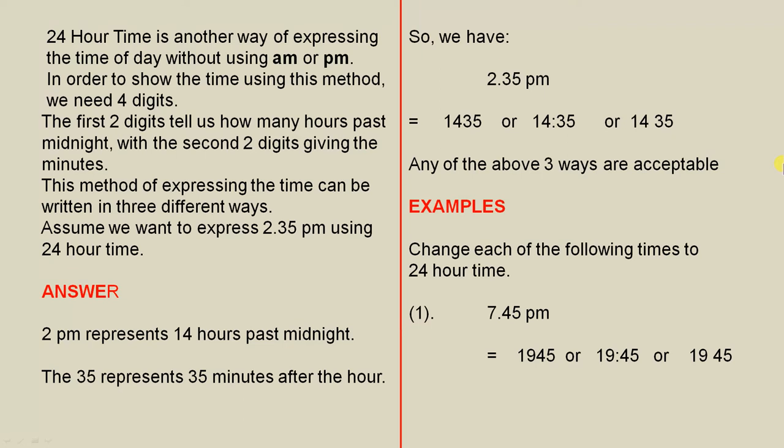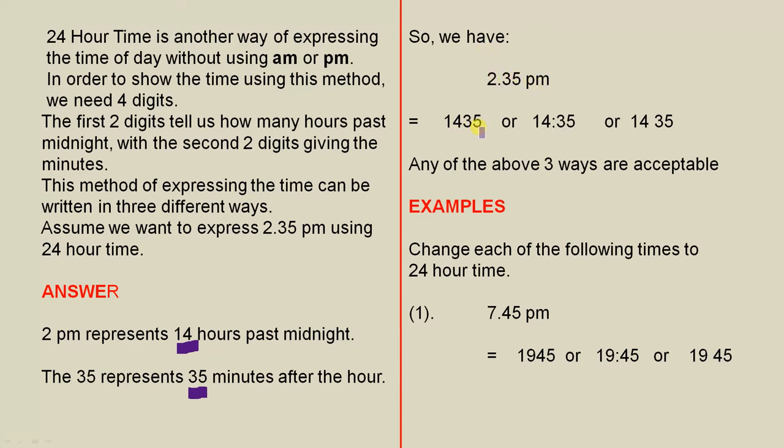Assume we want to express 2:35 p.m. using 24-hour time. So let's look at how we do that. 2 p.m. represents 14 hours past midnight, because 2 p.m. is 2 o'clock in the afternoon. So that's 14 hours past midnight, so we have to remember the number 14. The 35 represents 35 minutes after the hour, that is, after 2 p.m. So there's the 35.